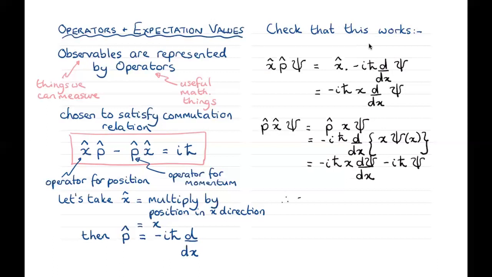Then I can subtract these two quantities, and I see immediately that I obtain i h bar times psi. So with the choice of the operator for position being multiplied by position, then my operator for momentum is required to be minus i h bar times the derivative with respect to position.